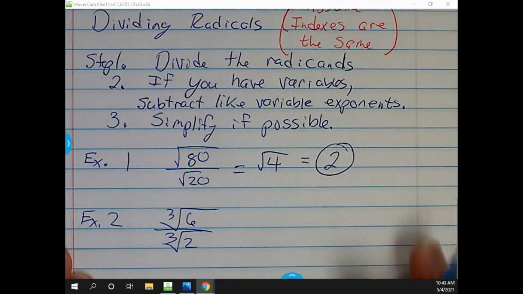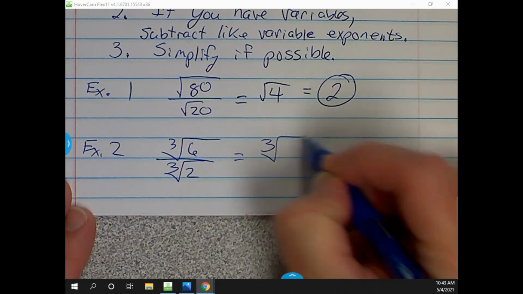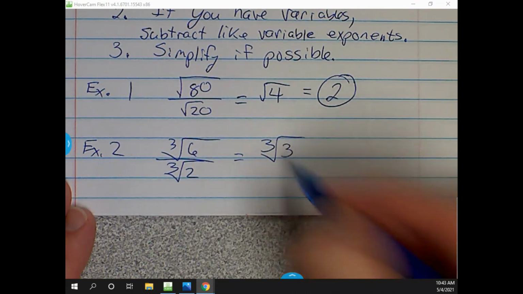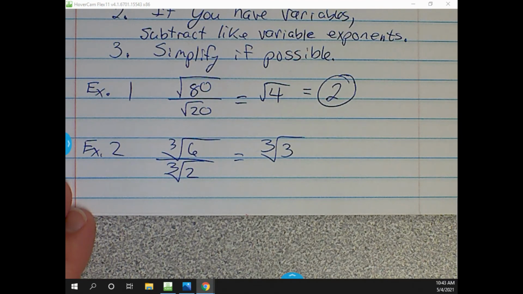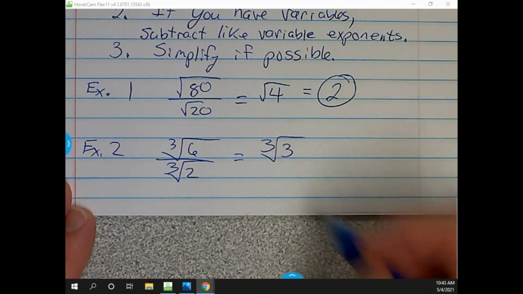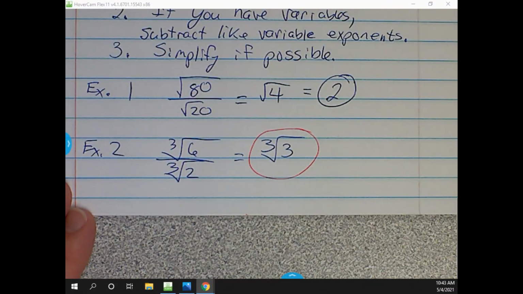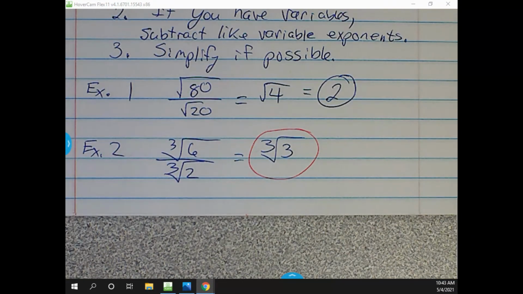So let's say you got the third root of 6 over the third root of 2. Again, the index is the same, so we're good there. 6 divided by 2 is 3. With the third root of 3, there's nothing you can do to break that one down, because you would need this to be 3 to the third so that the index and the root would cancel. So for that one, that's all you can do, just the third root of 3. There is no simplifying on that one.